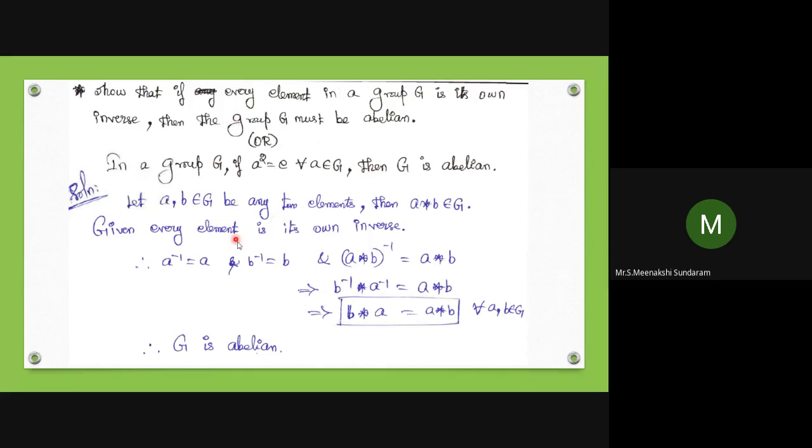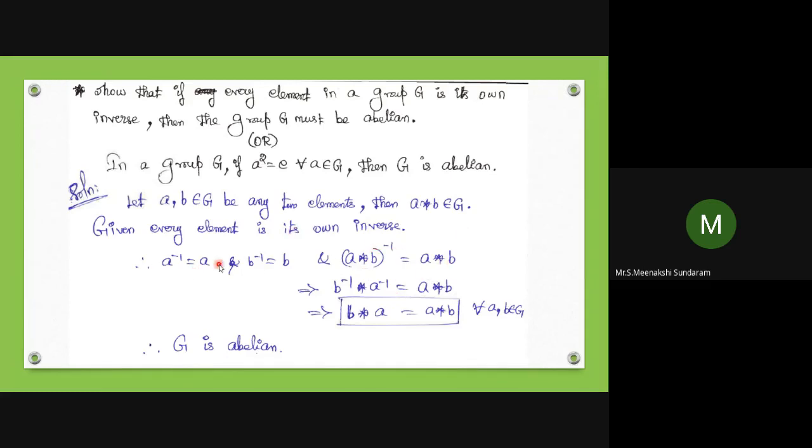So let A, B belong to G be any two elements. Then A star B belongs to G. Every element is its own inverse. Therefore A inverse equals A, B inverse equals B, and you can take any element. But the inverse of A star B, we know the formula. The inverse of A star B equals A star B. How can we write this now?